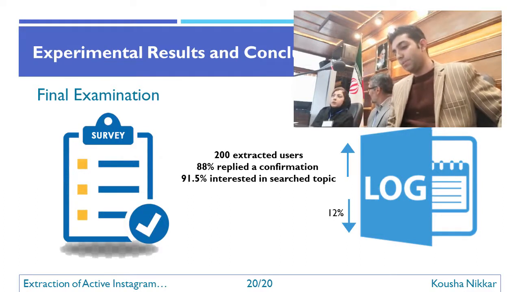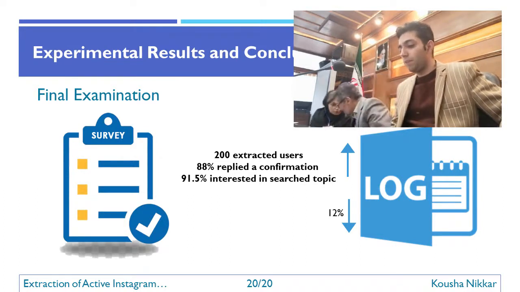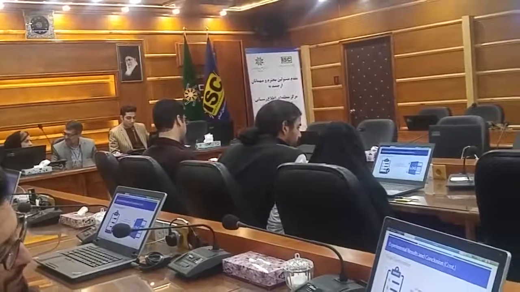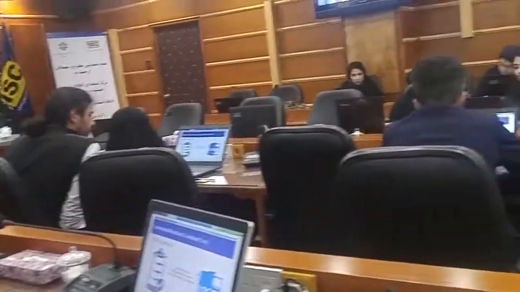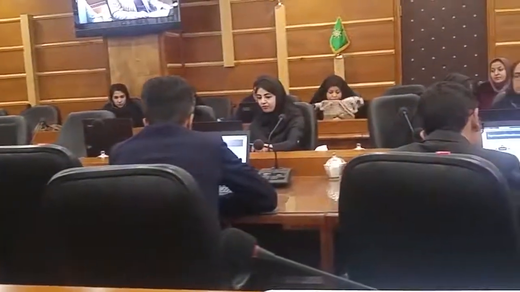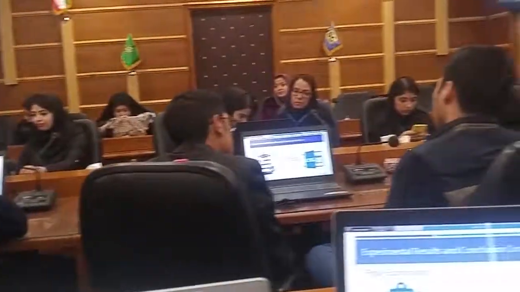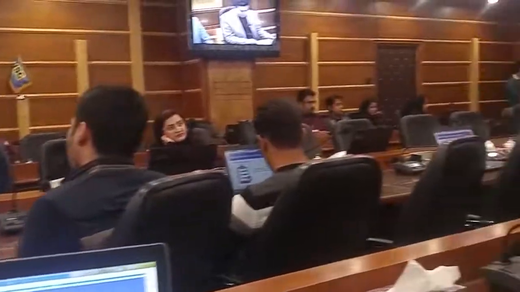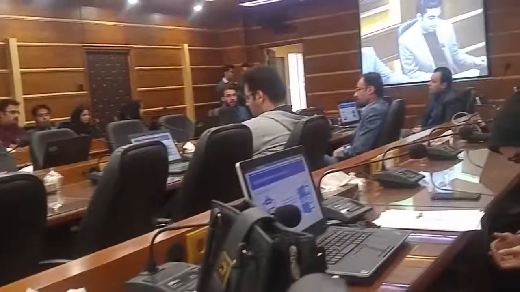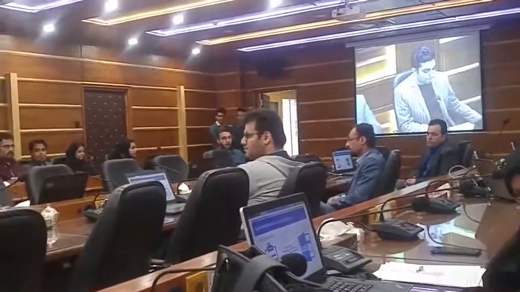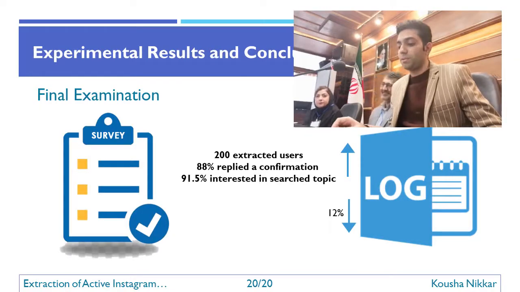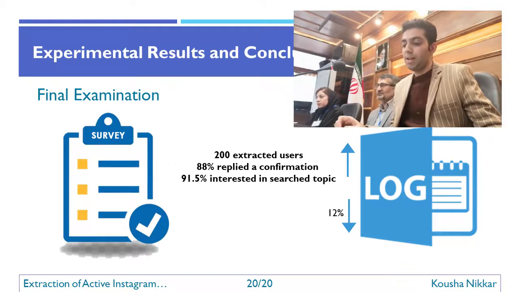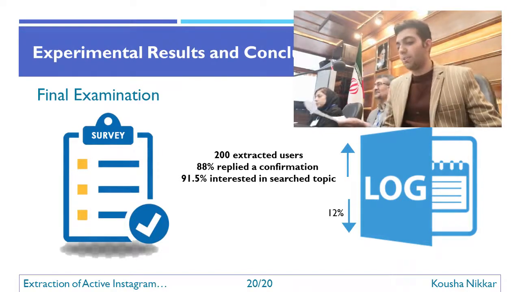Concurrent with the field survey, another examination on five different topics shows that 100% of the users with higher priority are interested in the subject of the survey. On the other hand, 12% of these users, who are private users and did not respond to our survey message, were ranked with the lowest priority. These results illustrate that the ranking system also performed well.